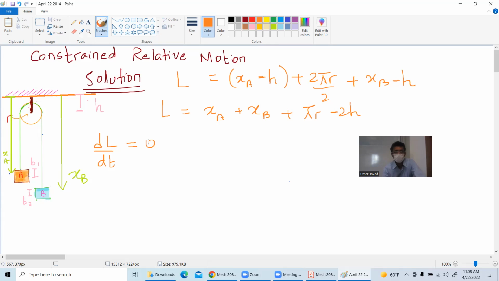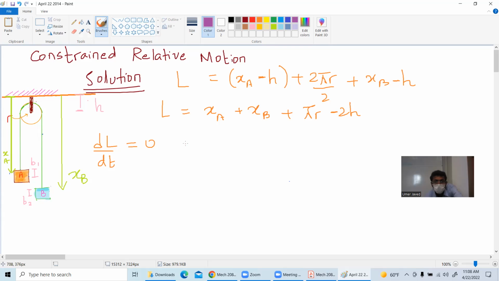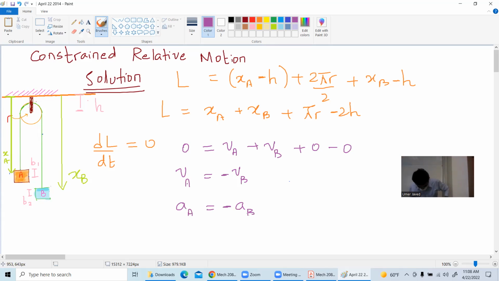Okay, I will finish this. I did not understand. So you will say dL/dt is equal to 0: VA plus VB plus 0 minus 0. So VA equals negative VB, and AA equals negative AB, the time derivative. Makes sense, right? As this goes up, this goes down. So the velocity of A equals the negative of the velocity of B.